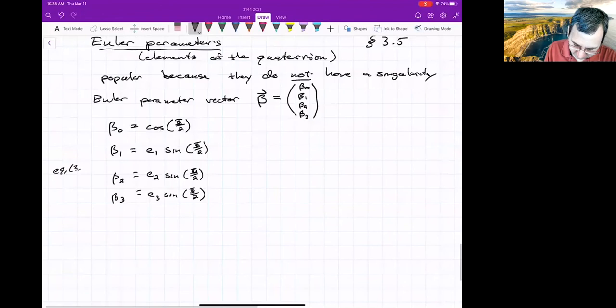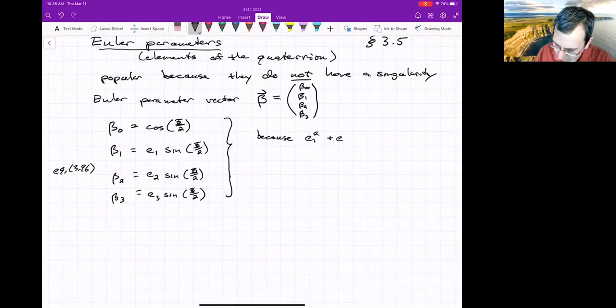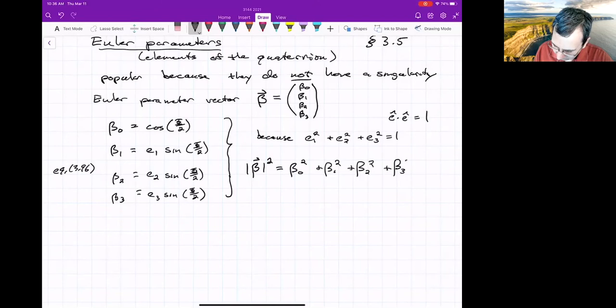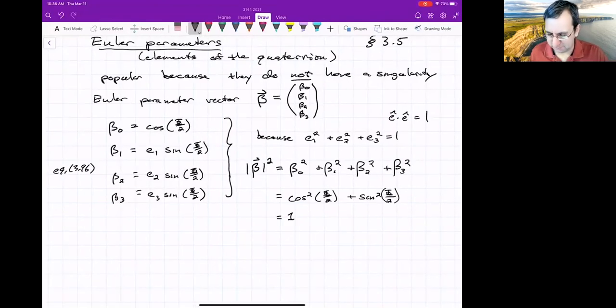This is equation 3.96. Because the axis is a unit direction, E1 squared plus E2 squared plus E3 squared equals 1, that is, E hat dotted with E hat equals 1. Because of that, the norm of the Euler parameter vector is equal to 1. Taking the norm squared, beta naught squared plus beta 1 squared plus beta 2 squared plus beta 3 squared, what do we end up with? We get cosine squared of an angle plus sine squared of that same angle, and so that equals 1. This can become a numerical check when you come up with the kinematic differential equations for beta.